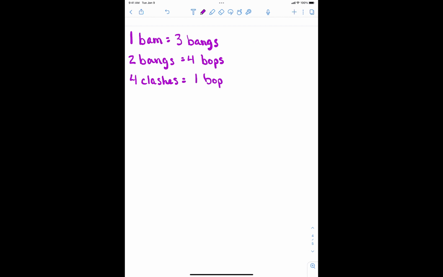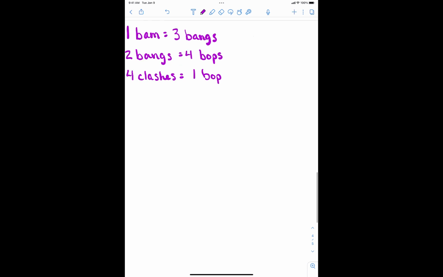The first thing that I do when I look at one of these problems is to figure out what they give me and where I want to go. In the problem it tells me I hear 46 bams, and then I want to know how many bangs. So I'm going to set this up with what they give me, the 46 bams.